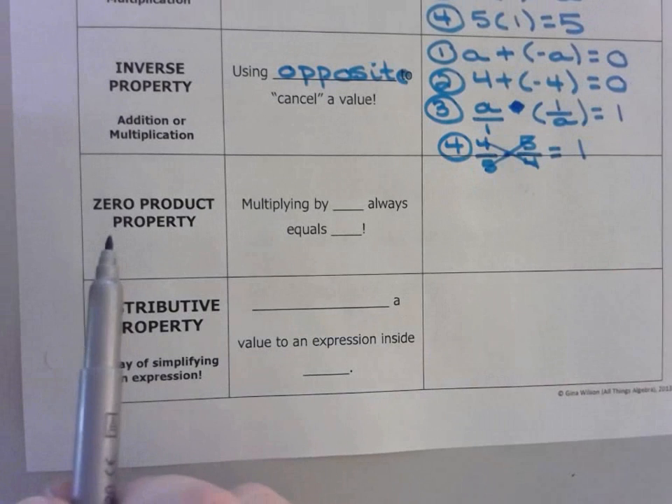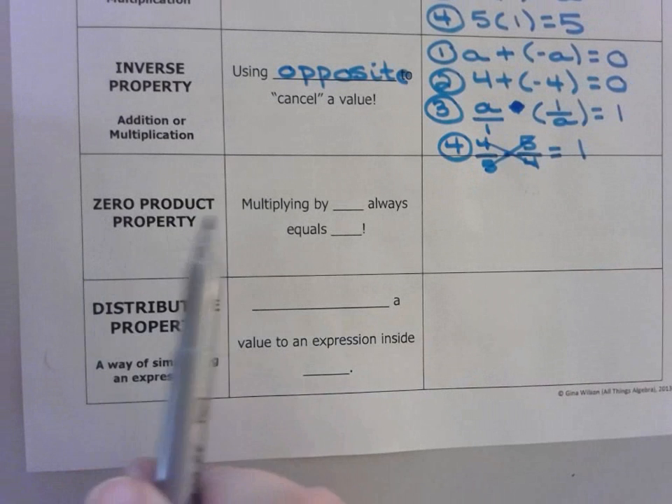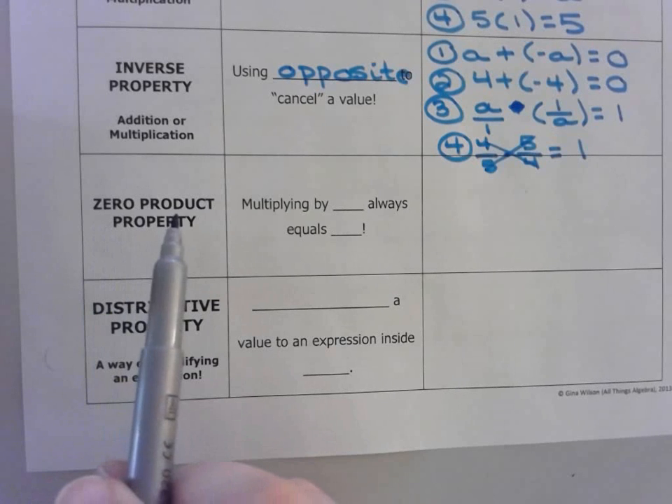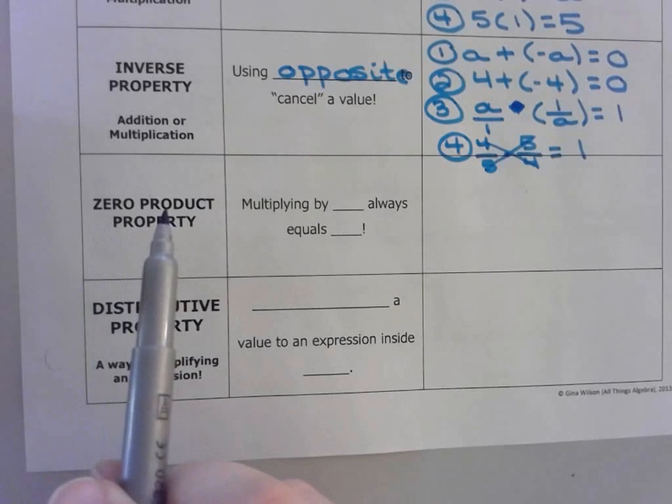Zero product property. Don't overthink this. Zero means I'm probably going to have a 0 in there. Product means what? Multiplying.